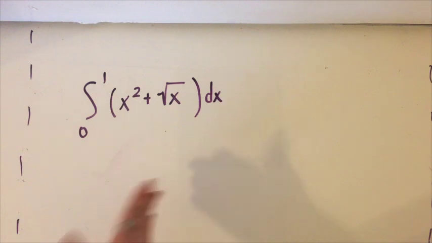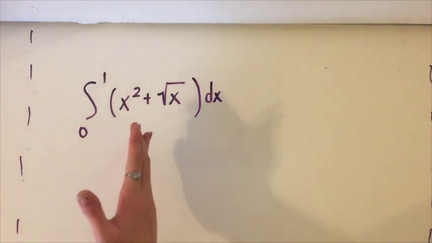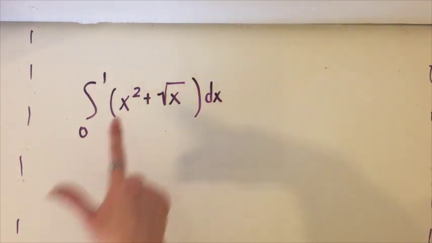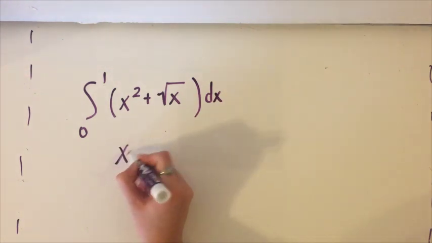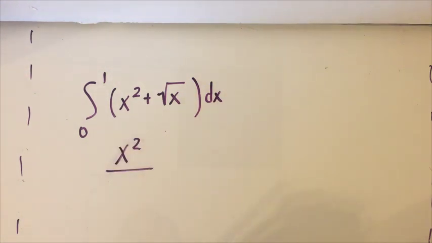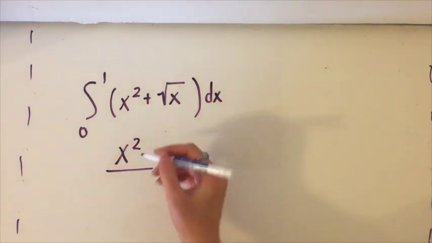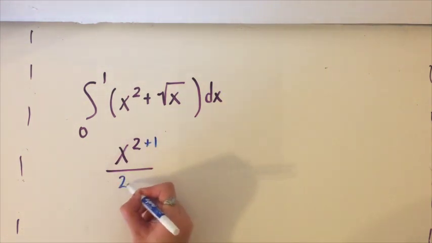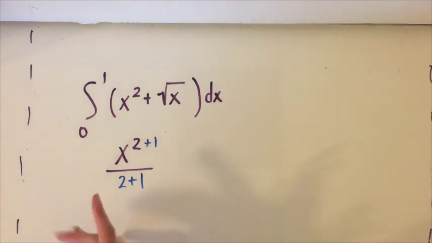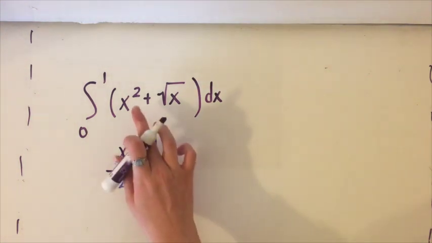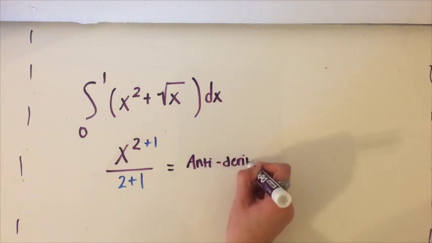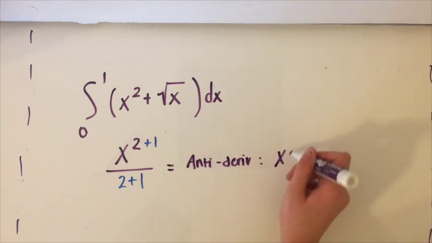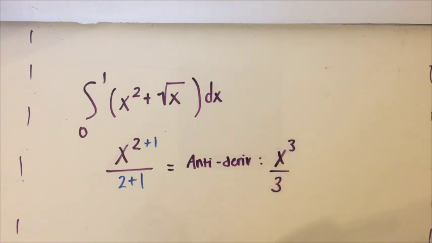So I'm going to split this problem up into 2 chunks. So let's first find the antiderivative of x squared. So the rule is to take x squared and then add 1 to the power and then divide by that new power. So the antiderivative of x squared is x to the third over 3.